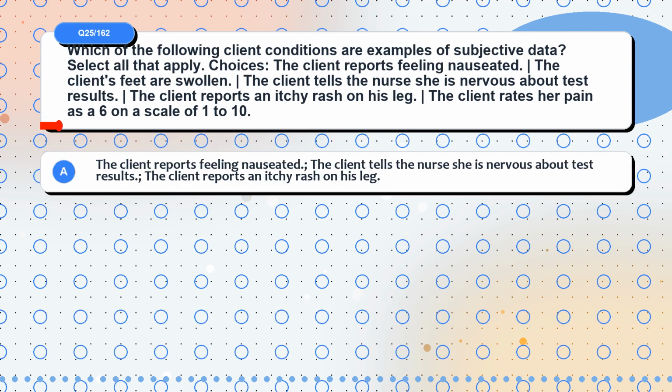Question 25. Which of the following client conditions are examples of subjective data? Select all that apply. Choices: The client reports feeling nauseated. The client's feet are swollen. The client tells the nurse she is nervous about test results. The client reports an itchy rash on his leg. The client rates her pain as a 6 on a scale of 1 to 10. Here are the options. Option A. The client reports feeling nauseated. The client tells the nurse she is nervous about test results. The client reports an itchy rash on his leg.